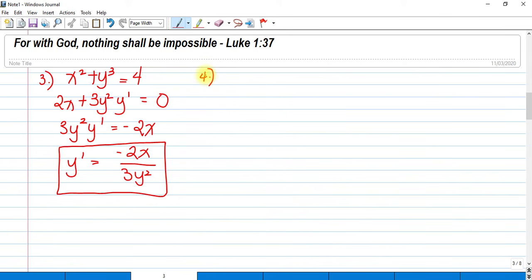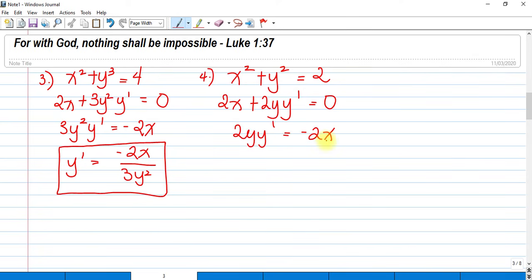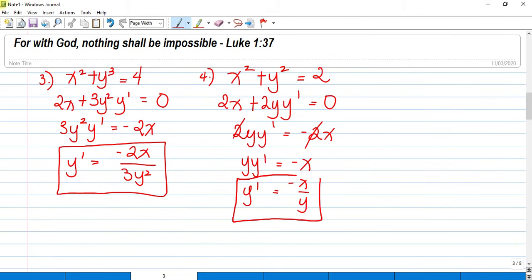Again, another easy question for number 4. You have x squared plus y squared is equal to 2. Looks like an equation of a circle. So if we get the derivative of this by implicit differentiation, we have 2x plus 2y by power rule, and we have y prime is equal to 0. So we have 2y y prime is equal to negative 2x. And of course, these 2's will cancel if we divide both sides by 2. So we have y prime is equal to negative x over y. So this is our answer for this problem.